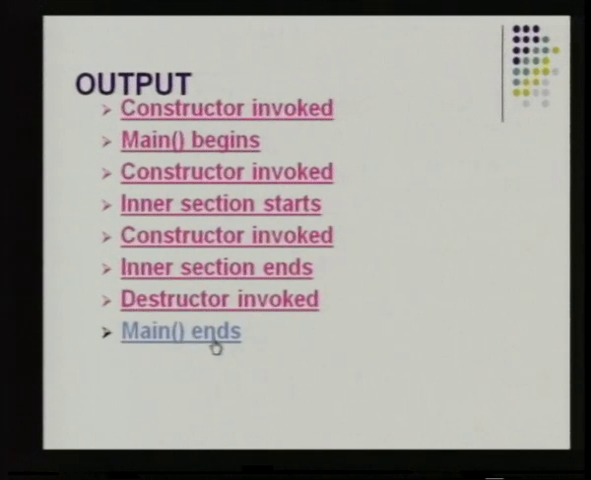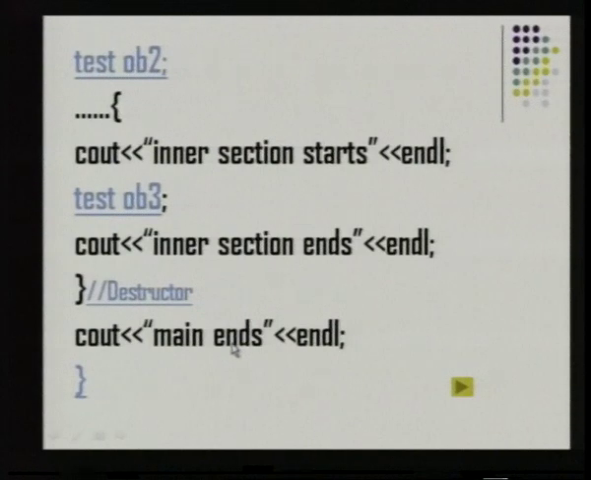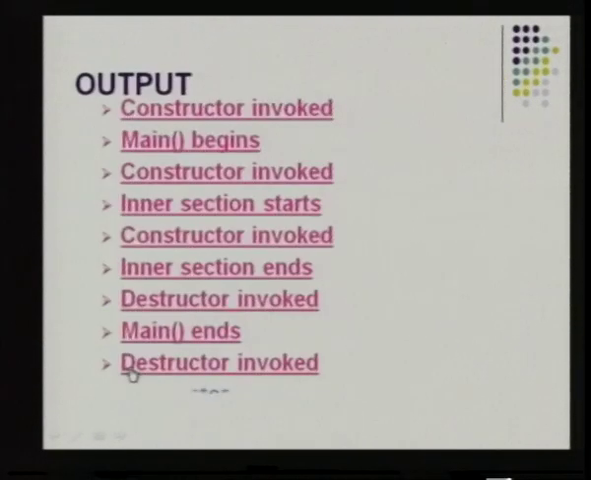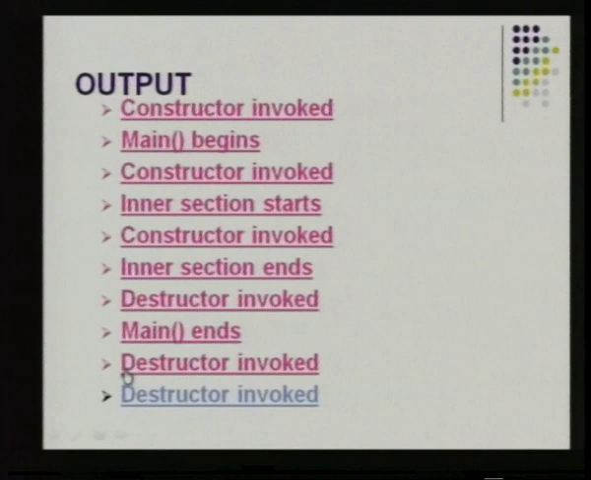Then you will have the function main ends, because that is the next statement seen by the compiler. So, this test OB2 scope closes with the main function. So, when it sees that the main function gets over, immediately the next destructor invoked will be displayed. Destructor invoked will be displayed again. And finally, when the program ends, the destructor invoked for the first object OB1.